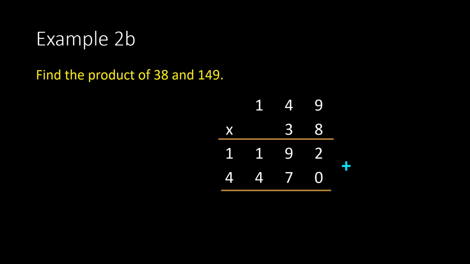Now we add. So 2 add 0 equals 2. 9 add 7 equals 16. 1 add 4 add the carried over 1 equals 6. And 1 add 4 equals 5. To give us 5,662.